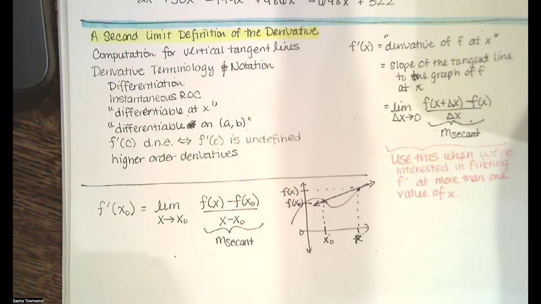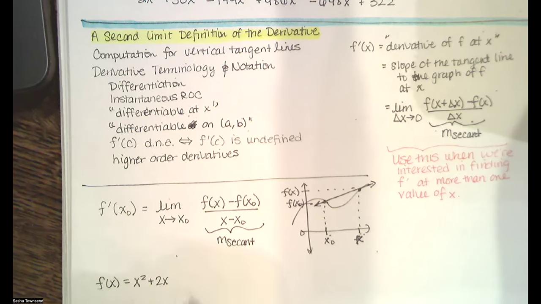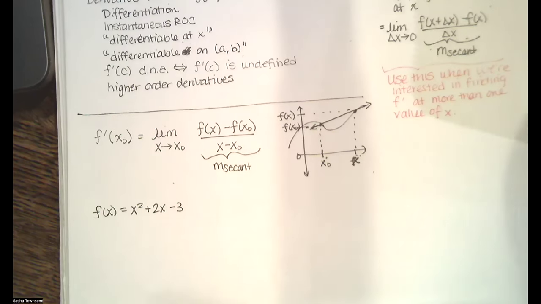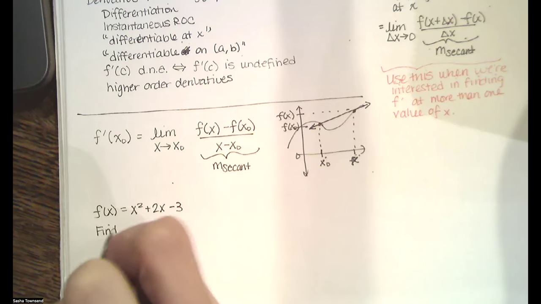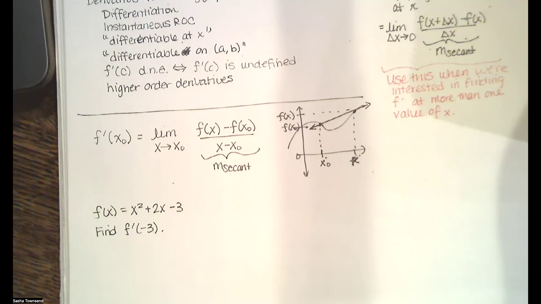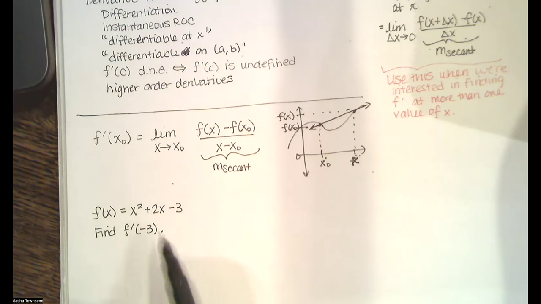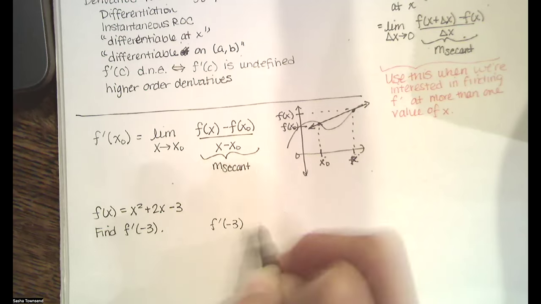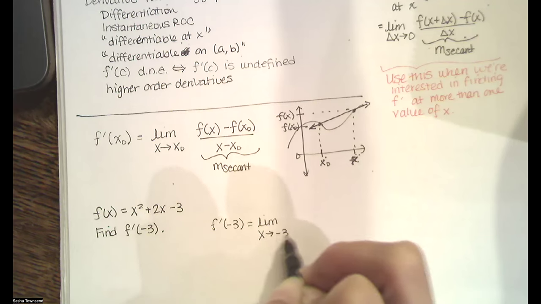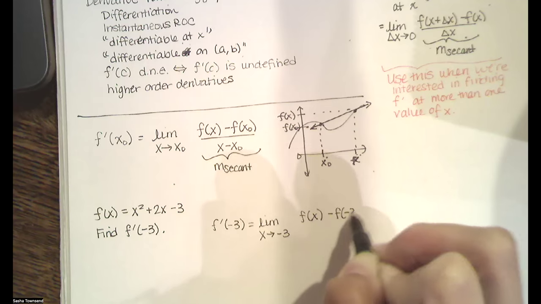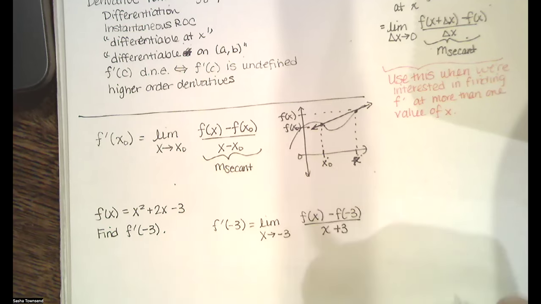It's just simpler. So let's say we've got f of x equals x squared plus 2x minus 3, like we had in the last video, and we were interested in the slope at x equals negative 3. Well, we already know what the answer is going to be, but we can find this using this definition as well. Using the other definition, we found that our slope was negative 4 at that x value. Let's see if we can find the same value using this definition. So f prime of negative 3 is equal to the limit as x approaches negative 3 of f of x minus f of negative 3 divided by x minus negative 3, which is the same as x plus 3.